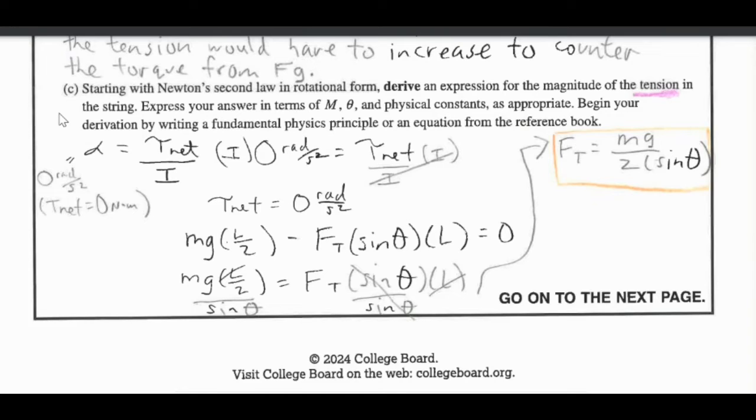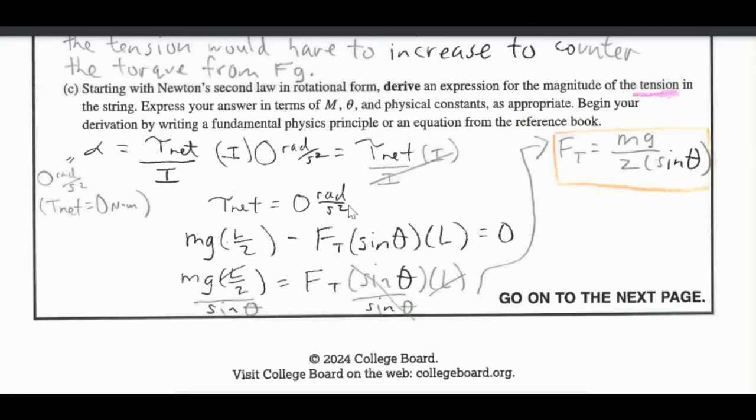Now, starting with Newton's second law in rotational form, alpha equals the net torque over I. Derive an expression for the magnitude of the tension in the string. Express your answer in terms of m, theta, and physical constants as appropriate. Begin your derivation by writing a fundamental physics principle or an equation from the reference book. So we have alpha equals the net torque over I. We know that there is no alpha because there is no actual movement or rotation of any sort going on. So if 0 equals the net torque over I, multiply both sides by I, which basically drops it. So the net torque equals 0.